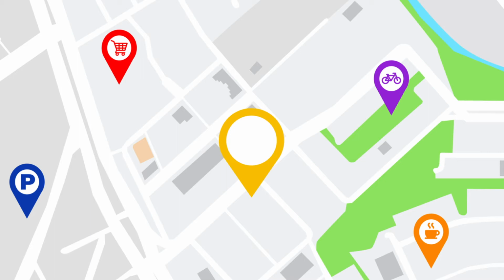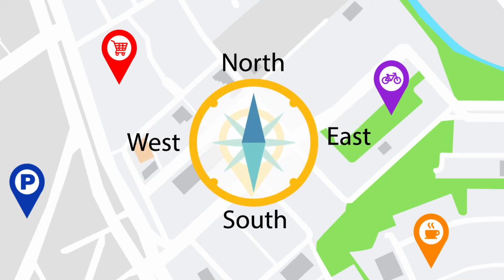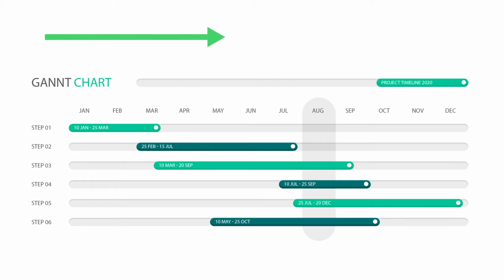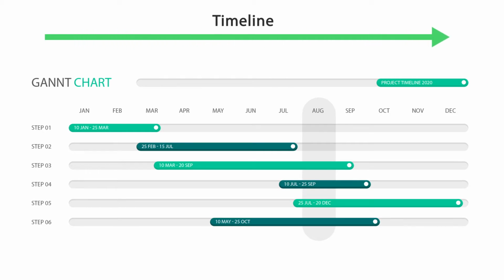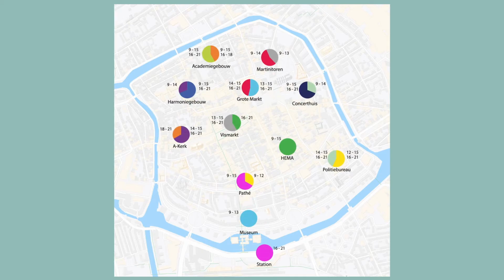A geographic map represents locations in a natural, intuitive way. Locations are displaced according to their position with respect to a north-south and an east-west axis. A Gantt chart displays time in a natural way, as a timeline from left to right. Spatio-temporal data involve locations, times, and objects.